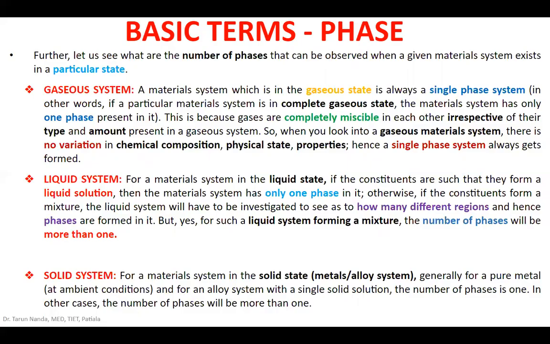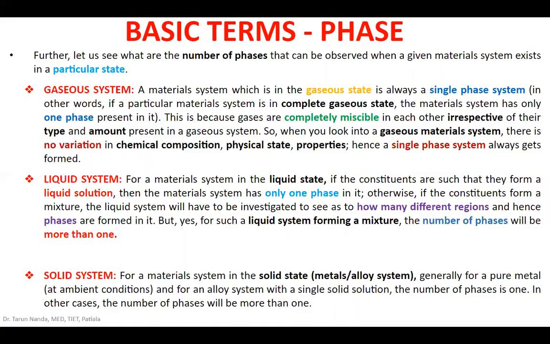And finally, students, the most important for us, the solid system. In solid systems, if we are talking about alloy systems, you will have one phase present in a material system in an alloy if a particular thing gets formed, which you have done in material science, called a solid solution. So if you look into a metal or an alloy system, and you say, sir, there is only one complete solid solution present in this alloy system, then the phase is one.